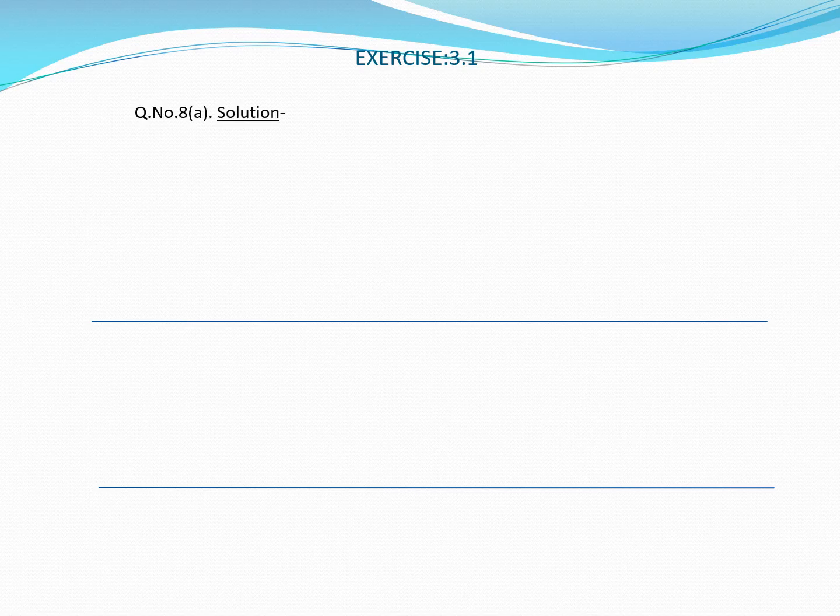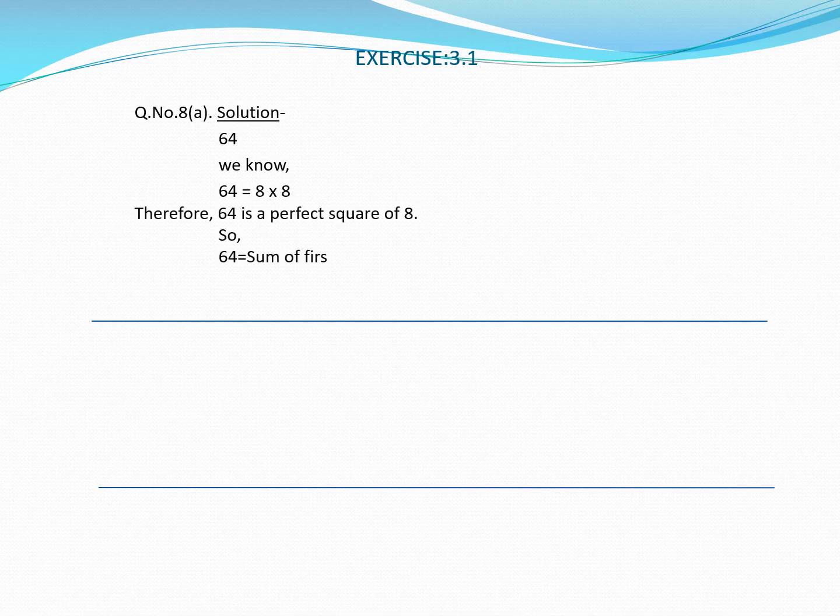Exercise 3.1, question number 8 is given as: express each of the following perfect squares as a sum of odd numbers. So question number A, we will take 64. We know 64 is a perfect square of 8. So we have to show that 64 is also the sum of the first 8 odd numbers.